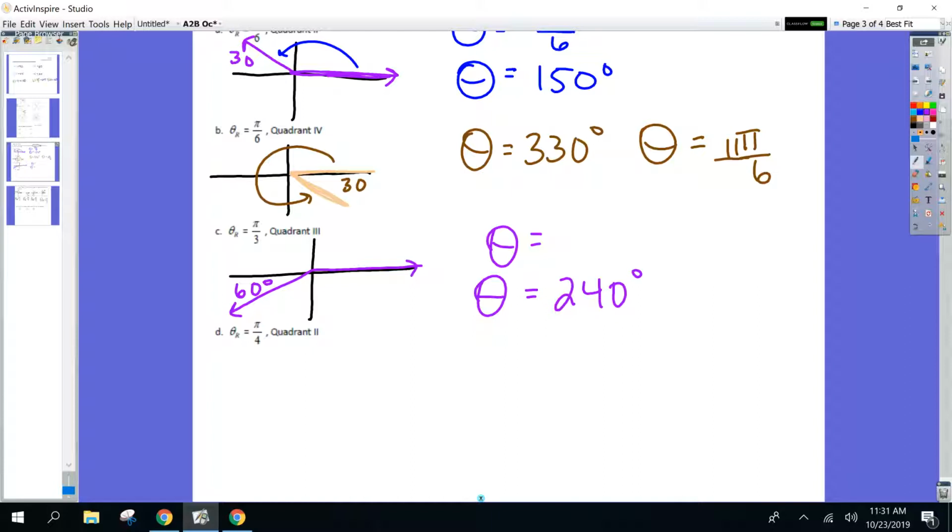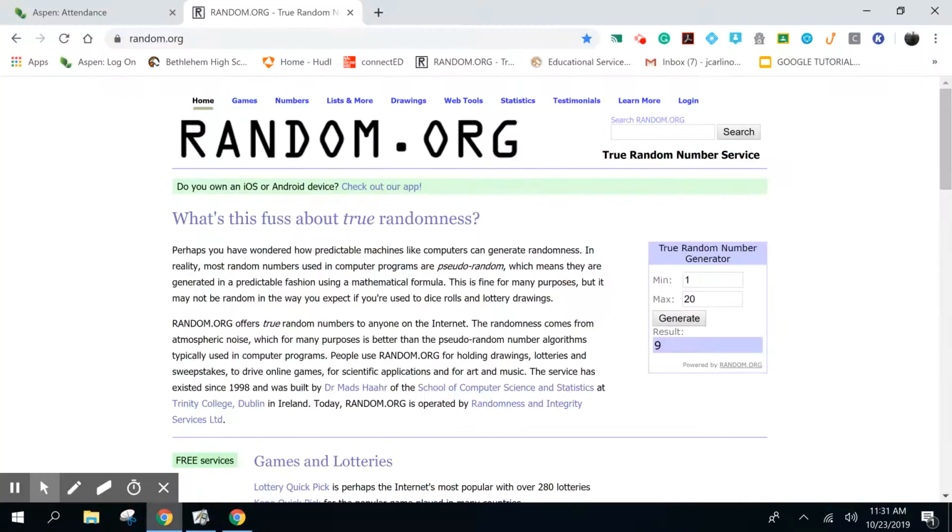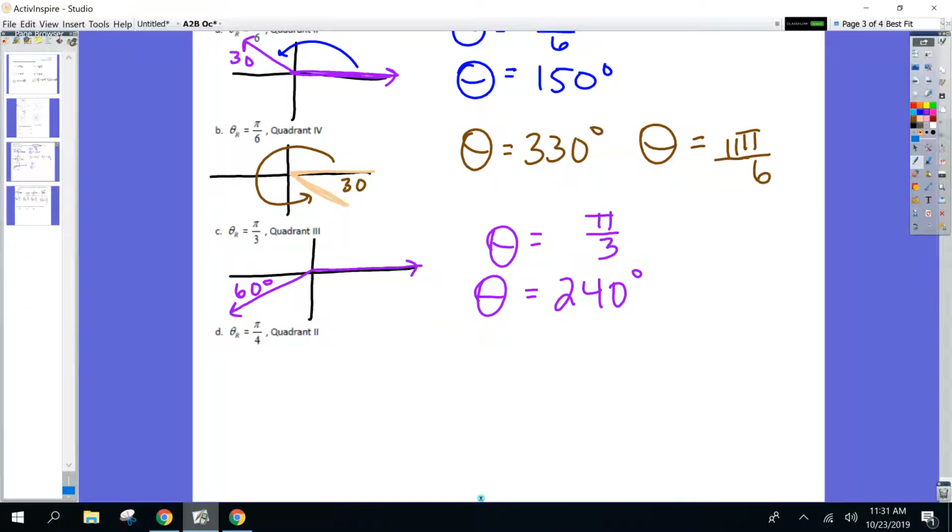So to find the radians, I say, my reference angle was pi over 3. Now I just have to figure out what do I multiply 60 by to get 240. So what was your radian answer here? 4 pi over 3, yep. Any questions there?